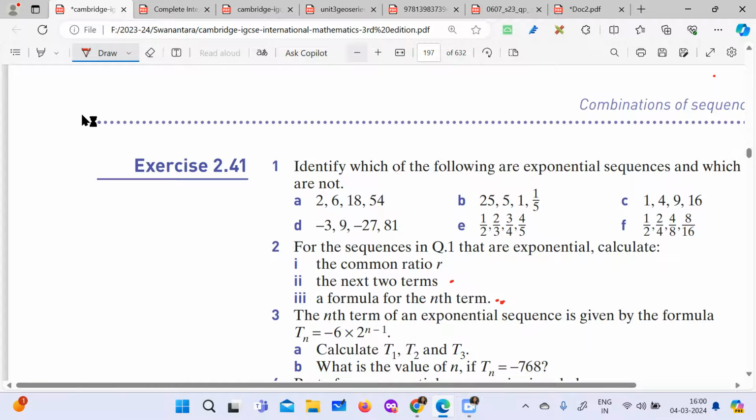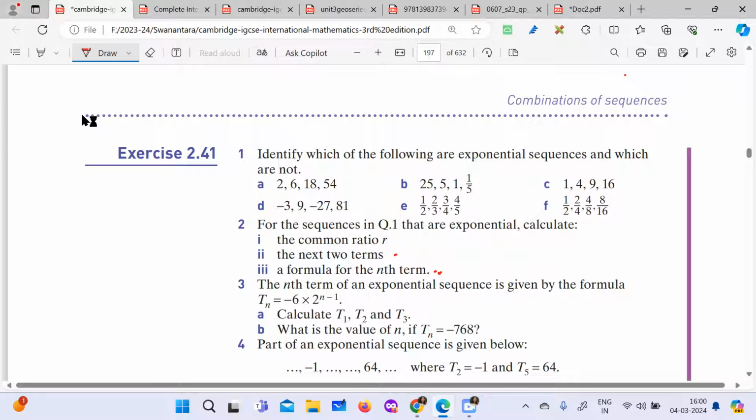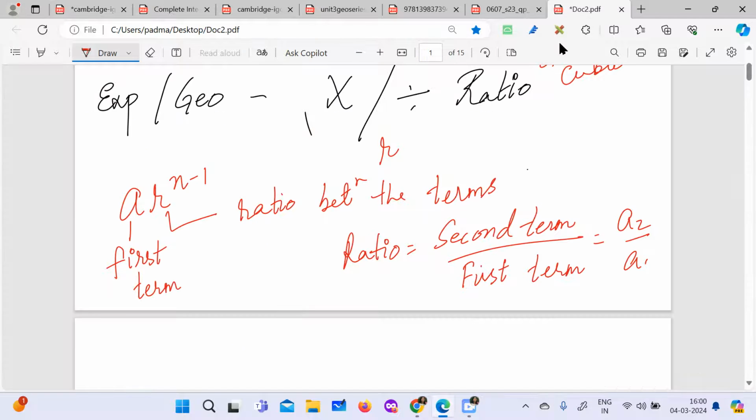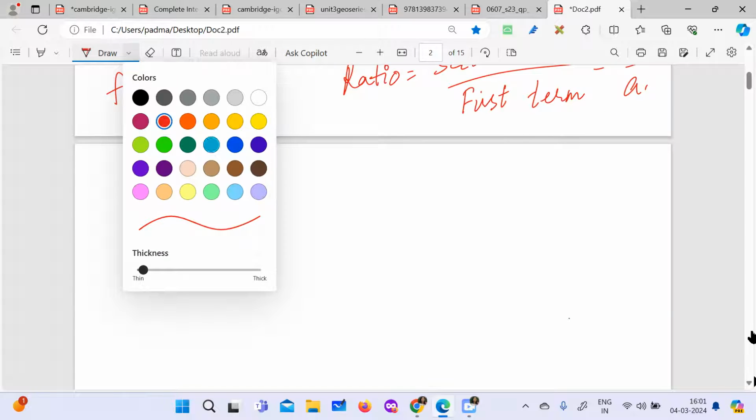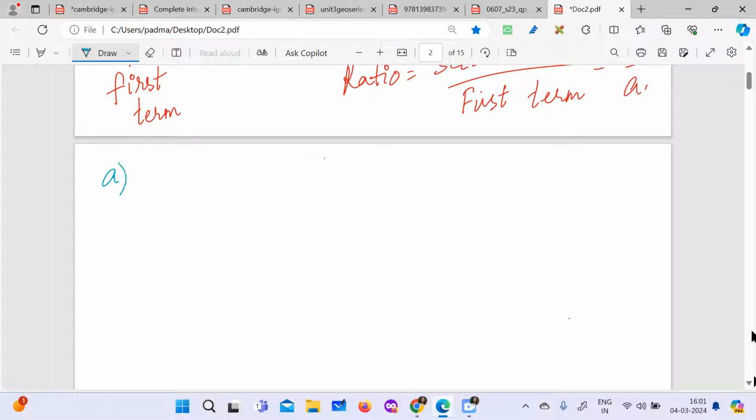Now let's see this example. The question is: identify which of the following are exponential sequences and which are not. Let's go with A: 2, 6, 18, 54. Let's write this: 2, 6, 18, 54.